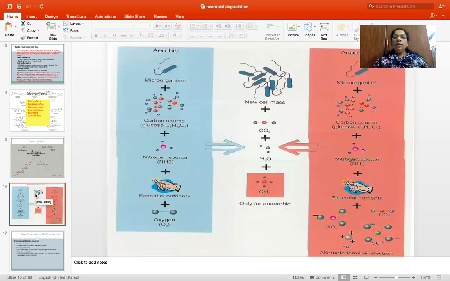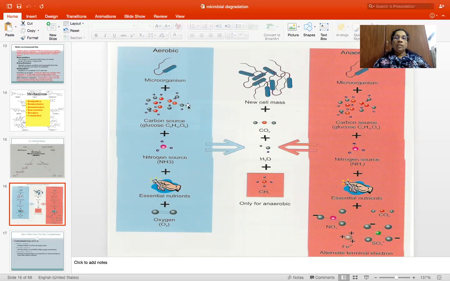So when we talk of how the degradation proceeds, usually these microorganisms are present both in the aerobic condition and anaerobic condition. In the aerobic condition and anaerobic condition, there is not much difference. The only difference is that oxygen will be present in the aerobic condition, and oxygen will be absent in the anaerobic condition. In aerobic condition, oxygen will be used as the terminal electron acceptor, and in the anaerobic condition, apart from oxygen, other terminal electron acceptors will be used. So we can see the difference.